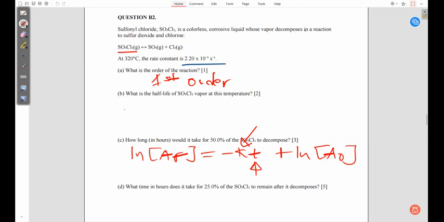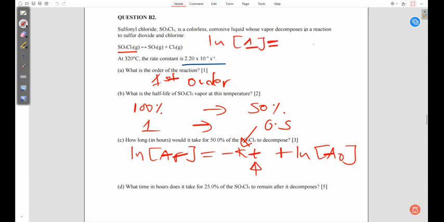Let's say the initial is 100% and the half is 50%. So 100 divided by 100 is 1, and 50 is like 0.5. So imagine you started with 1. The equation would be natural log of 1 is equal to negative k, that's 2.20 times 10 to the power negative 5, and then t.